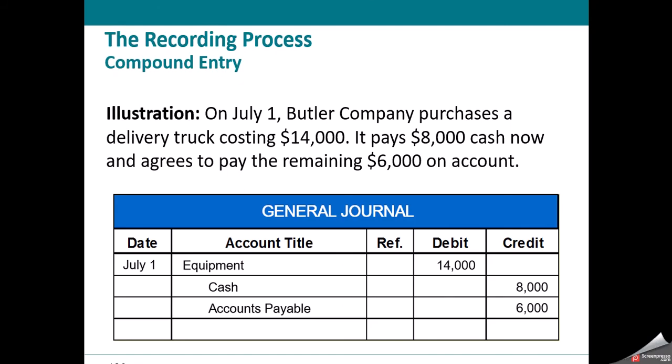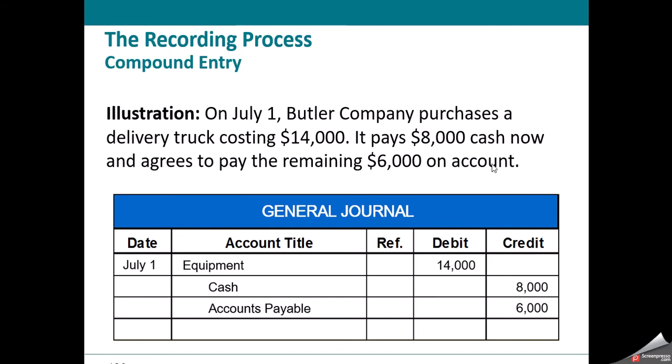Okay, then on July 1st, we purchased a delivery truck. So again, we're increasing our equipment for that $14,000. We pay cash of $8,000 now, so we credit cash, but then the remaining $6,000 goes on account.